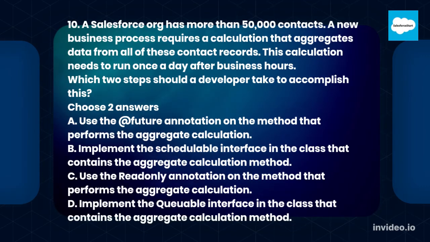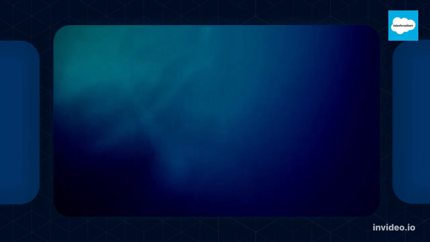10. A Salesforce org has more than 50,000 contacts. A new business process requires a calculation that aggregates data from all of these contact records. This calculation needs to run once a day after business hours. Which two steps should a developer take to accomplish this? Choose two answers. A. Use the future annotation on the method that performs the aggregate calculation. B. Implement the Schedulable interface in the class that contains the aggregate calculation method. C. Use the ReadOnly annotation on the method that performs the aggregate calculation. D. Implement the Queueable interface in the class that contains the aggregate calculation method.